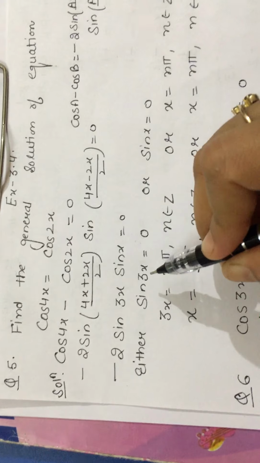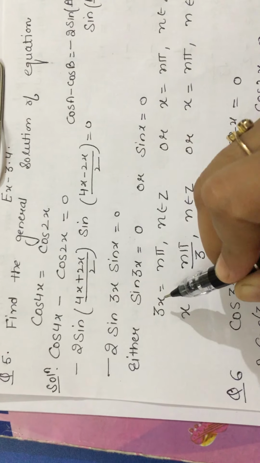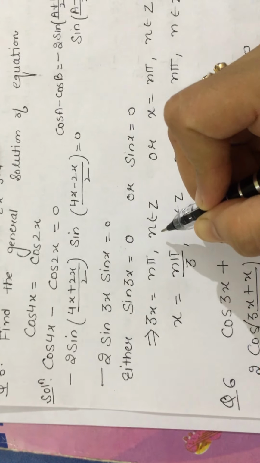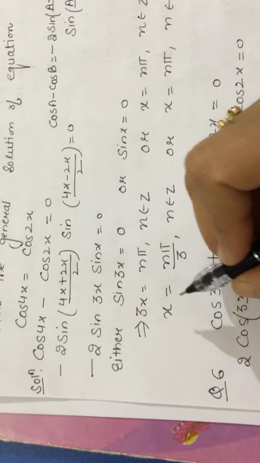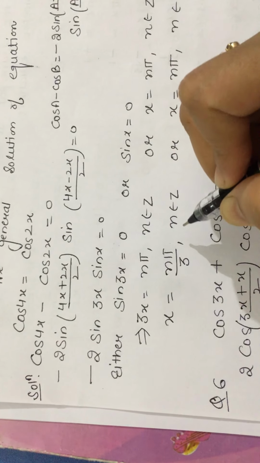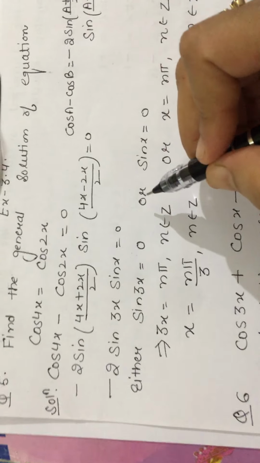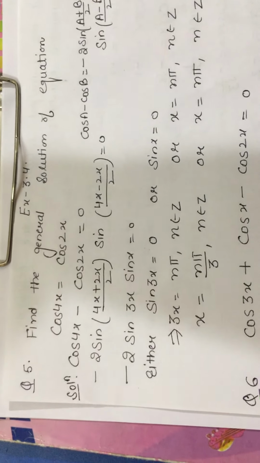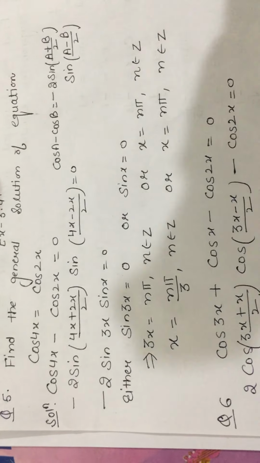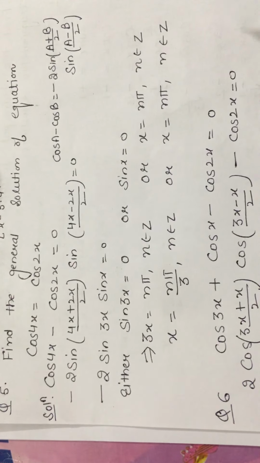So here sin 3x equal to 0, which implies 3x equal to n pi, where n belongs to integers, or that means x is equal to n pi by 3, and here also n belongs to integers. The second solution is sin x equal to 0. This implies x is equal to n pi, where n belongs to integers.